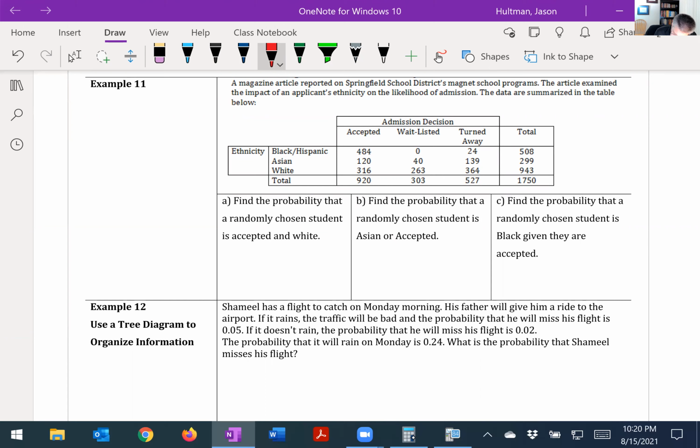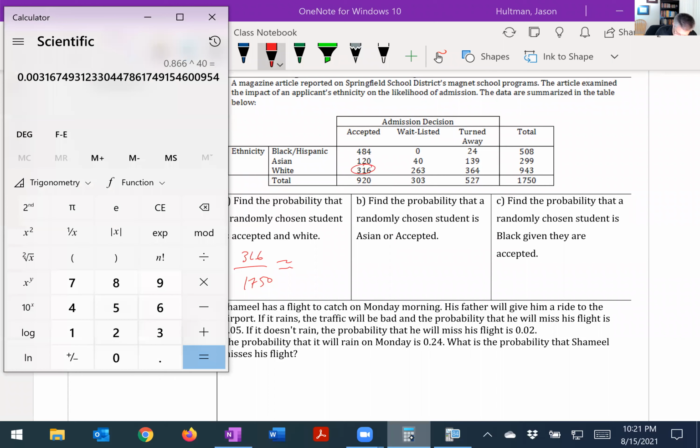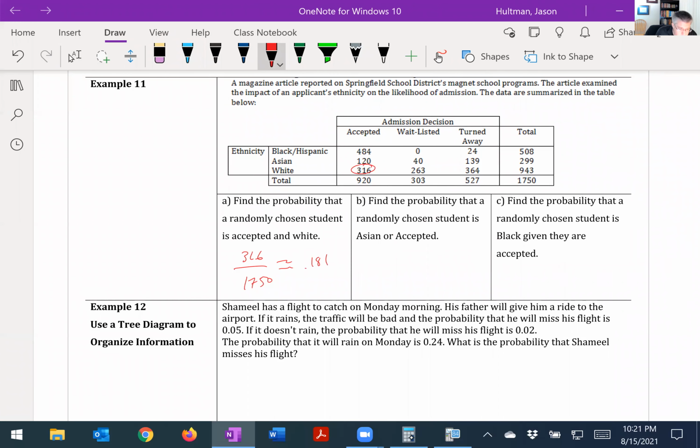Accepted and white. It's 316. So that's 316 out of 1750. Again, you can plug this into a calculator if you want. 316 divided by 1750 is 0.181.